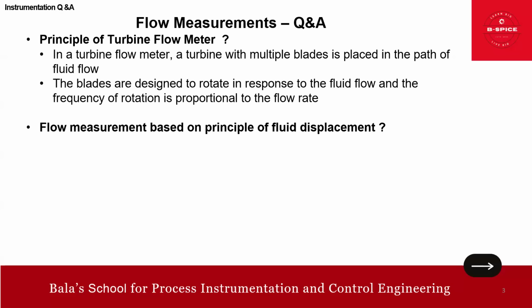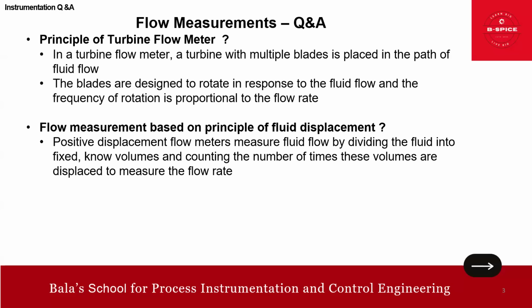Which flow measurement is based on the principle of fluid displacement? As you can see, yes. Positive displacement flow meters measure the fluid flow by dividing the fluid into fixed known volumes and counting the number of times these volumes are displaced to measure the flow rate. Very simple. So positive displacement flow meters measure flow by dividing the fluid into fixed known volumes and counting the number of times these volumes are displaced to measure the flow rate.